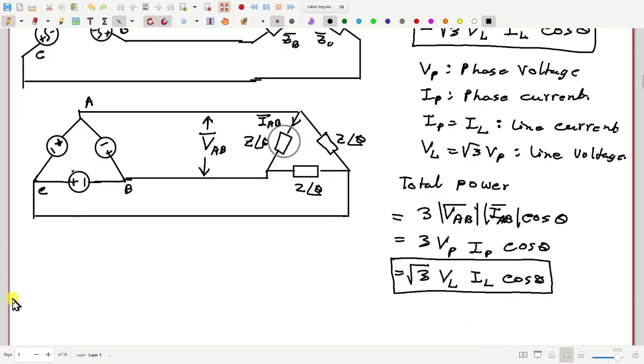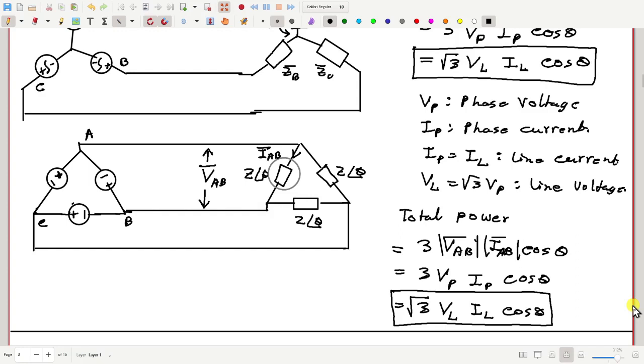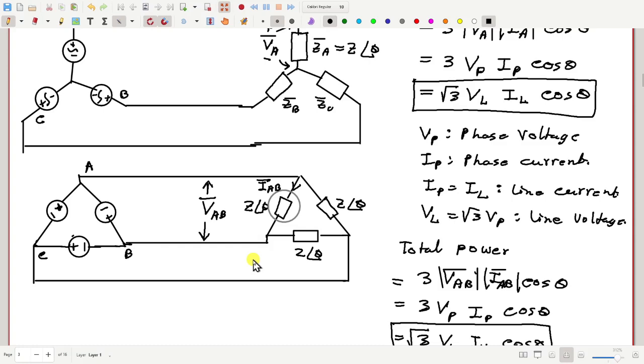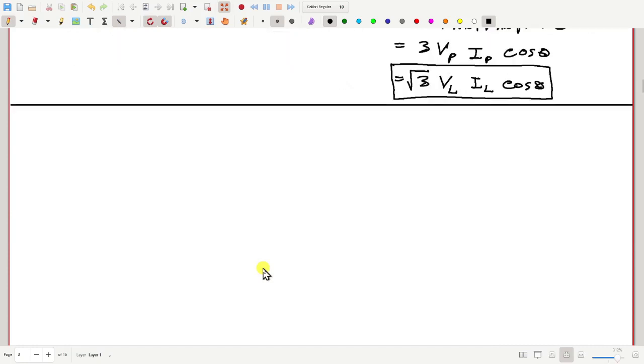Okay, fine. Now, any questions so far? Anyone? No? Excellent. Next we shall talk about three-phase power measurement.